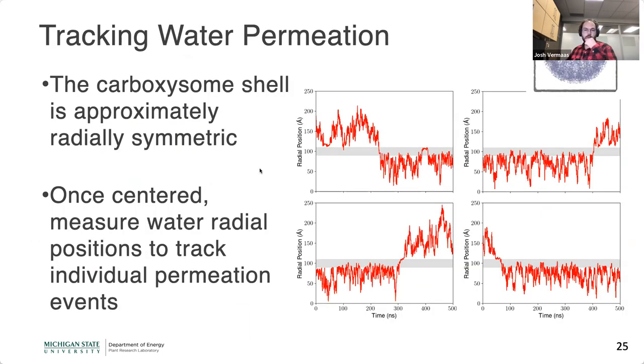All right. So I promised that we were going to use the atomistic resolution to track how many things are going in and out, right? And we're going to make an approximation, and I think this approximation is actually pretty good. This kind of looks like a circle. So we're going to measure the position of every atom or every molecule relative to the center of that sphere. And this gray region here is roughly the radius where the carboxysome shell itself is.